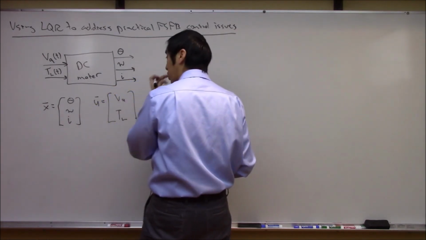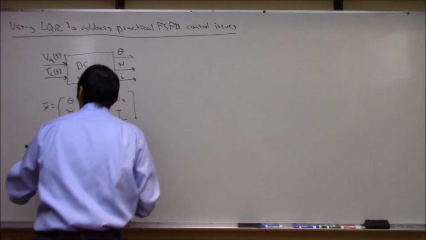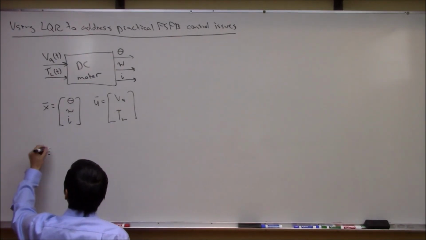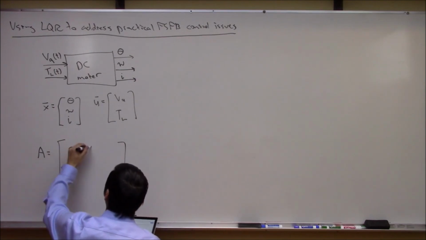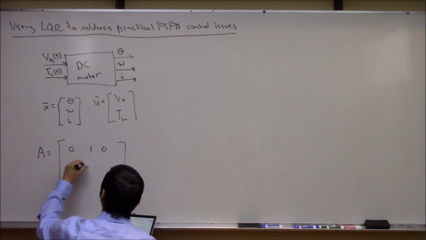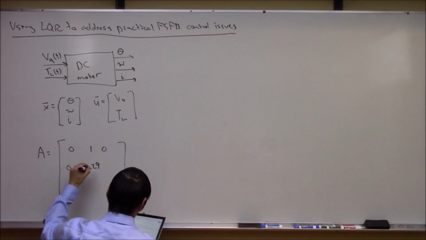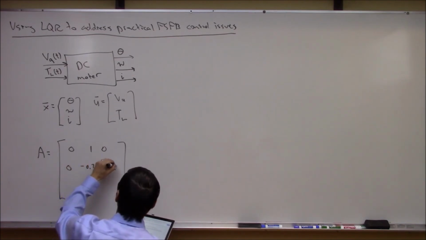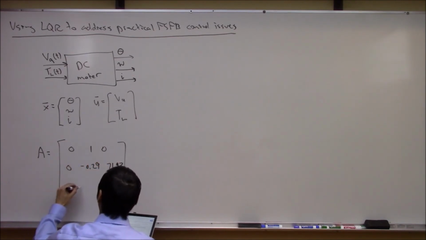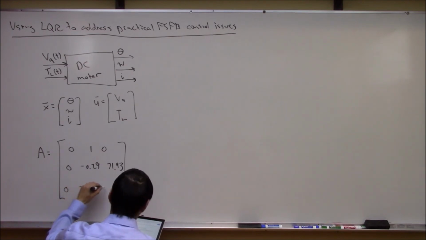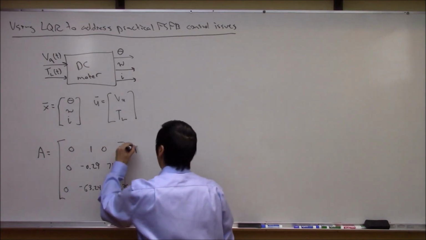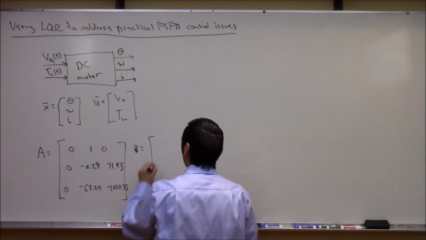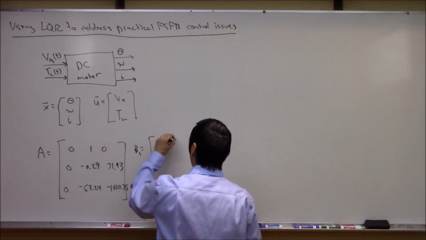which was the armature voltage and the torque here, we saw that numerically you got an A matrix that we were playing with. It was a 3x3 here. It looked like 0, 1, 0, 0, minus 0.29, and 71.93, and then finally 0, minus 63.24, and minus 1020.35 here. And then your B matrix, we actually were just looking at the B1 here, right?